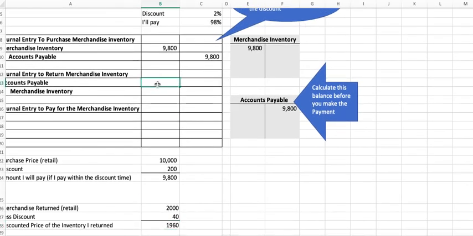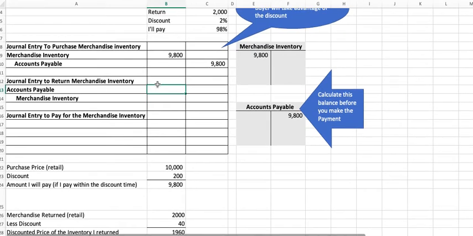So I would debit accounts payable $1,960, and I would credit merchandise inventory $1,960. When I debit accounts payable for $1,960, that means that I now owe less. I will credit merchandise inventory for $1,960 because now I have less inventory.